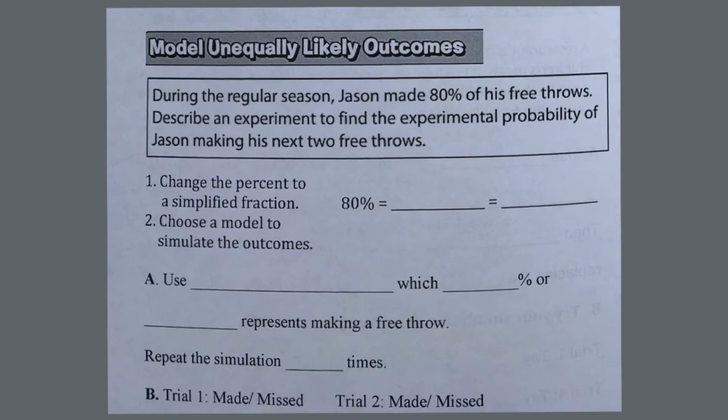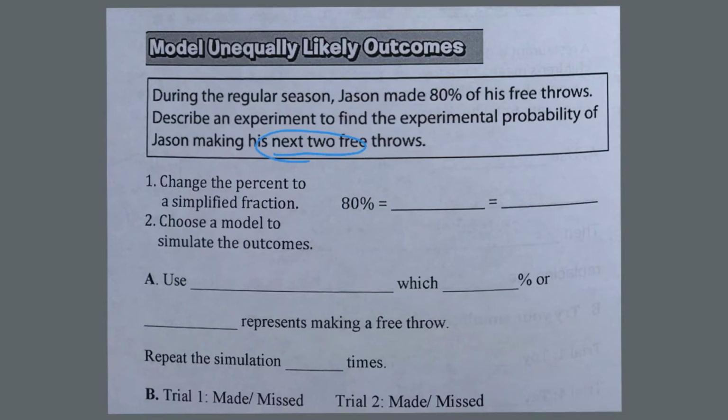Another type of simulation is modeling unequally likely outcomes. So this problem says, during the regular season, Jason made 80% of his free throws. Describe an experiment to find the experimental probability of Jason making his next 2 free throws. So we know 80% of the time he makes the free throw, and 20% of the time, remember it's the complement, he does not make the free throw. So we're looking for the probability experimentally through this simulation for his next 2 free throws.